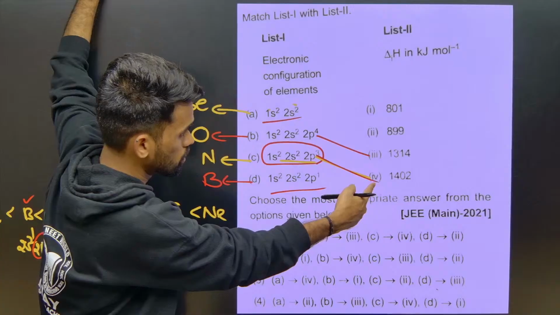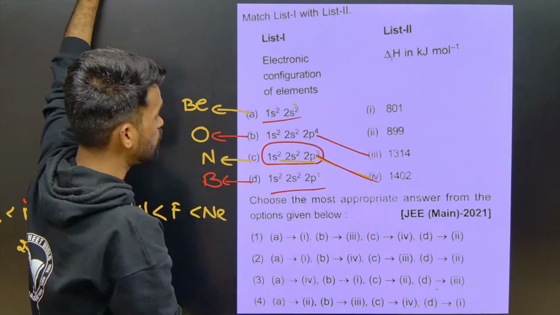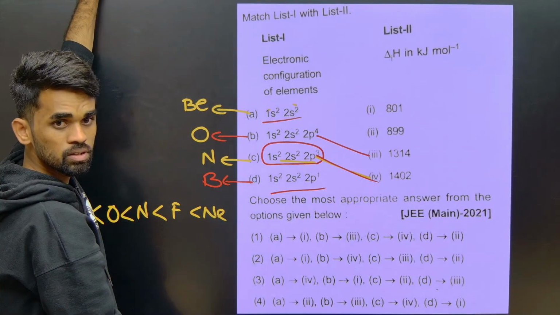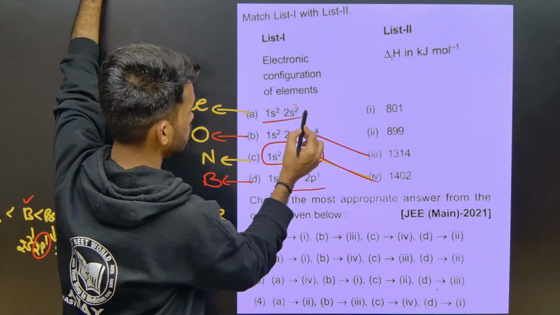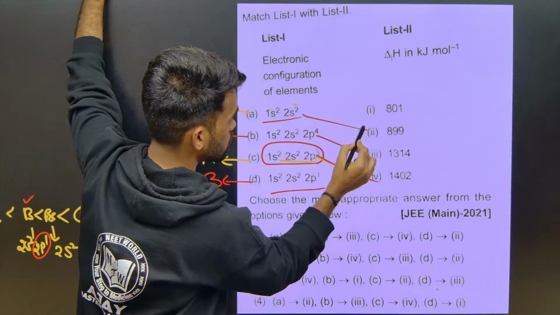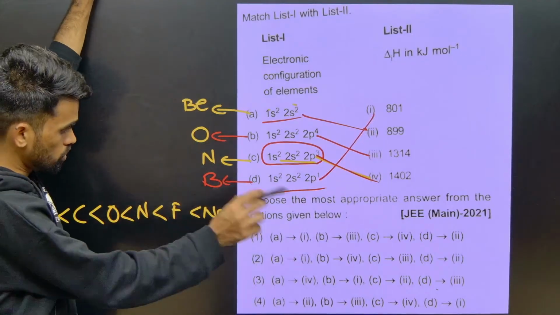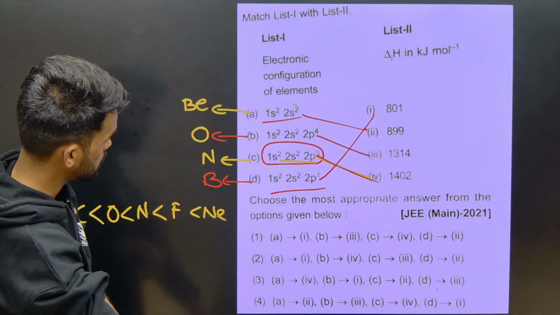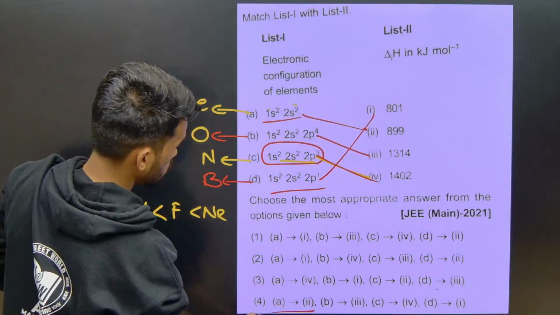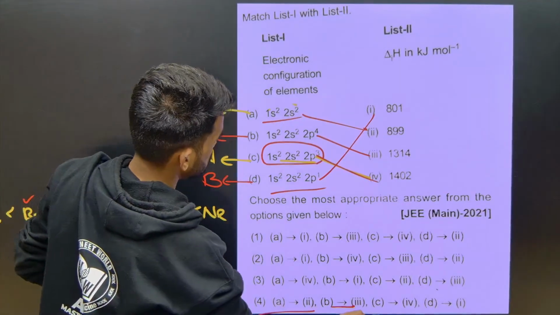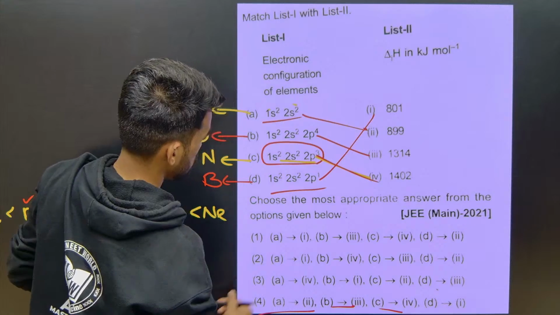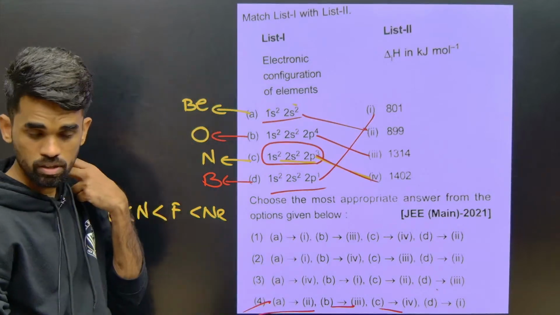Why B2, B3? After that, this one is for next. That's it. So we can go with the option showing A2, B3, C4, D1. So option number 4.